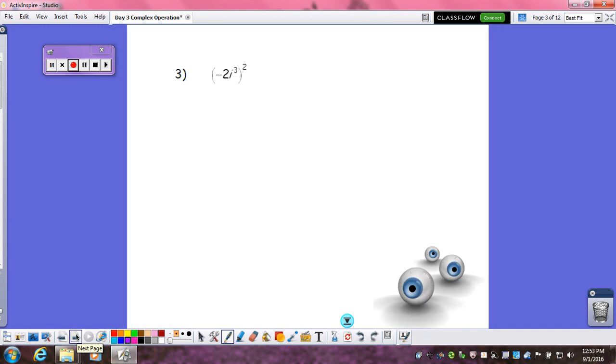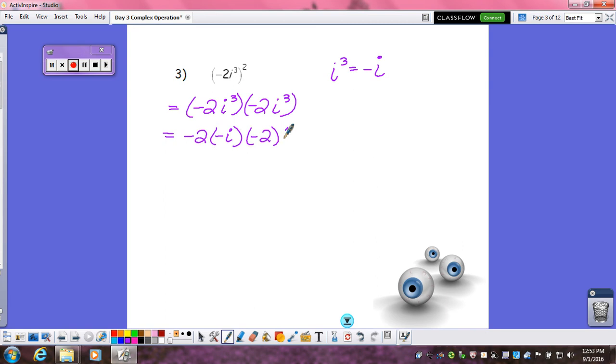For number 3, you have (-2i cubed) squared. So we're going to write that twice. We know i cubed is equivalent to -i. So we're going to go ahead and replace i cubed with -i. So we have -2 times -i. Keep your other -2 times -i.